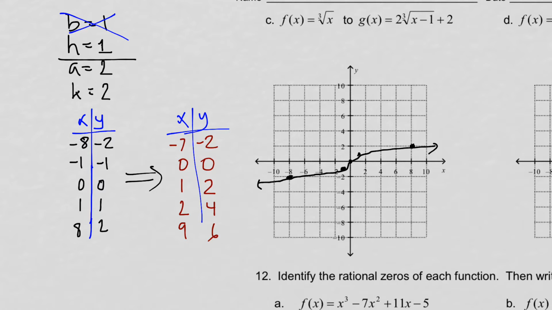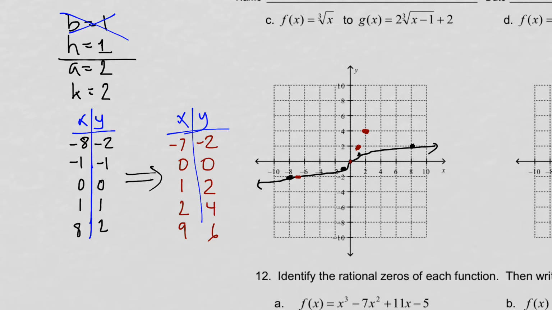Next, the transformation. Negative 7, negative 2 is right about here. 0, 0, right here on the origin. 1, 2, right here. Fill that in. 2, 4, right here.